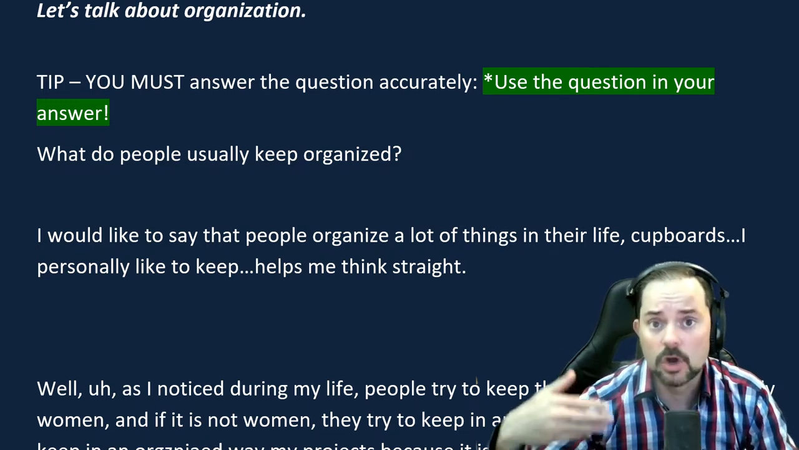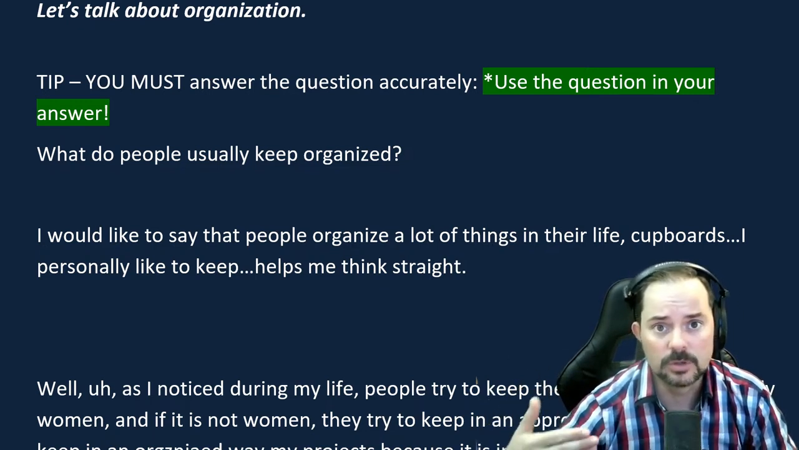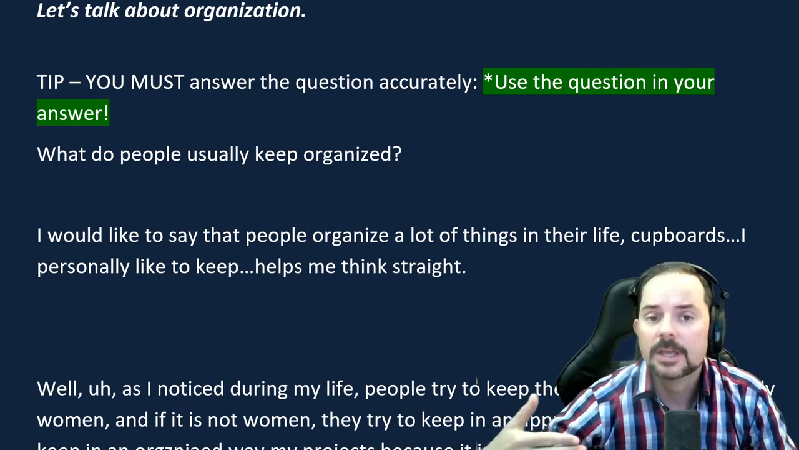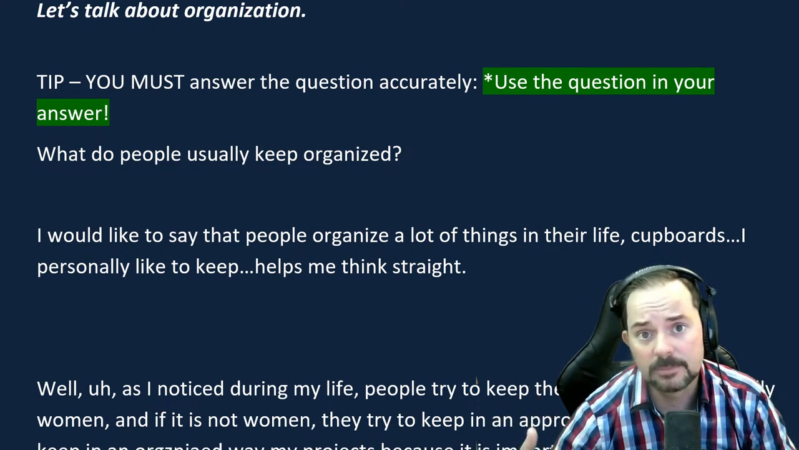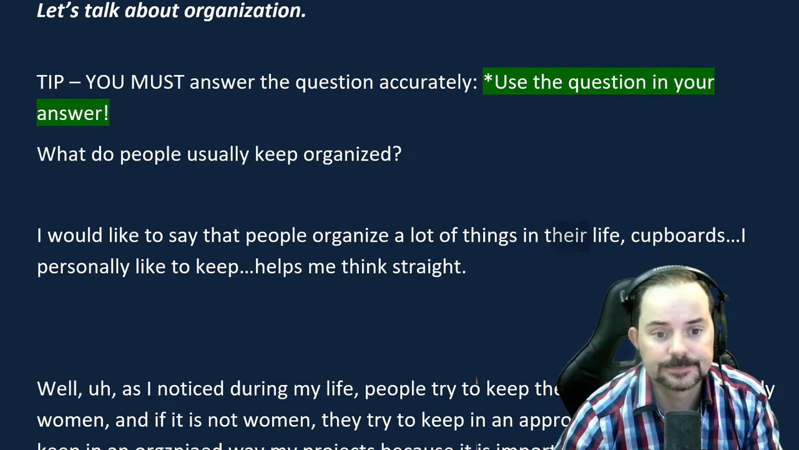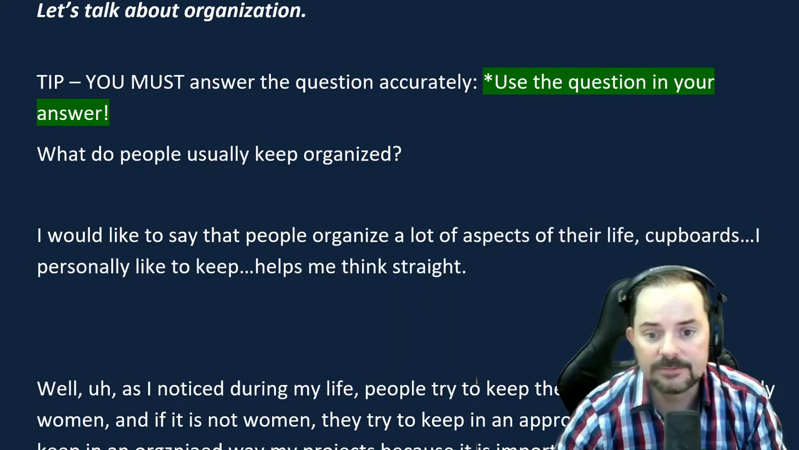That means language that's confident. So instead of saying, I would like to say, you can use, from my experience, people organize a lot of. At your level, you should never be using the word things or stuff. You should always find the better replacement. So organize a lot of aspects of their life. Okay? Noted. Yes. Okay, a lot of aspects of their life.